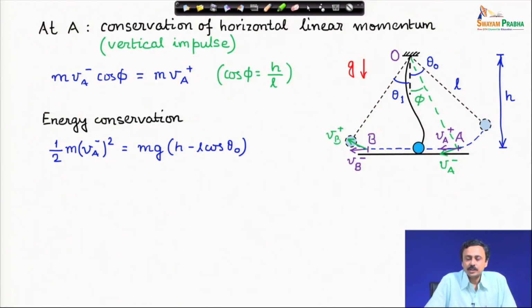Now, this moves on frictionless ground, therefore its velocity will be maintained. What will happen? It has gone from V a minus to V a plus, and now it will move with this velocity V a plus. Therefore, V b minus, which is just before the string gets taut, must be equal to V a plus.